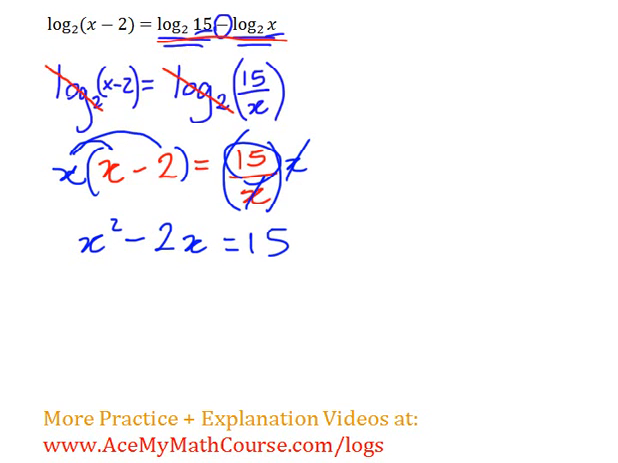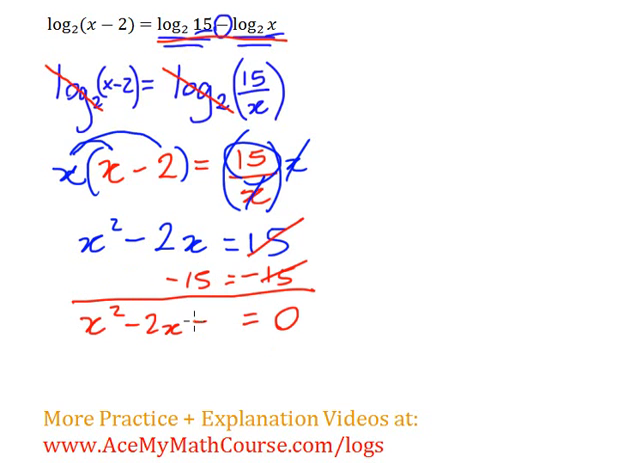Great. Now, because we have a quadratic equation, it's better to just make the other side equal to 0. So subtract 15 from both sides of the equation. 15 minus 15 is 0. So we end up with x squared minus 2x minus 15 equals 0. Great. Now what can I do? I have many choices, like the quadratic formula. I can complete the square and solve for x.